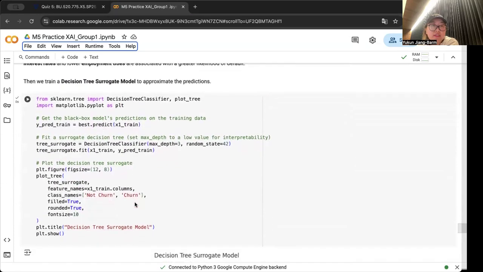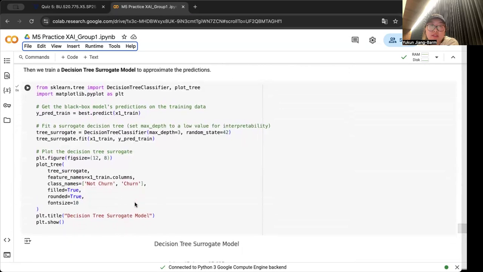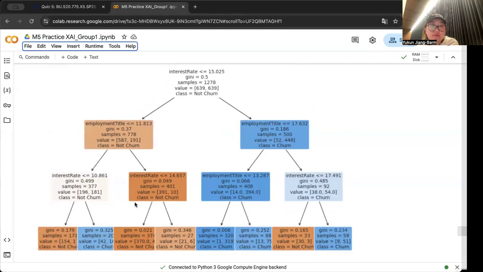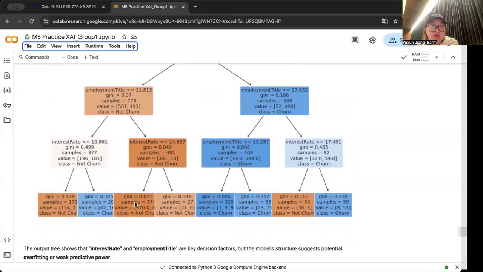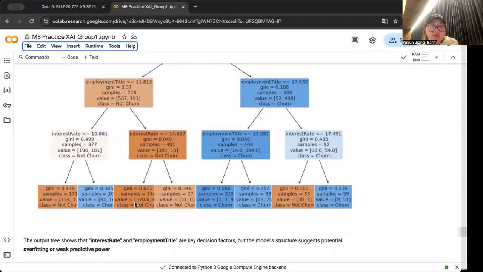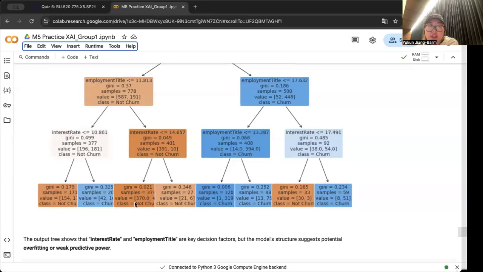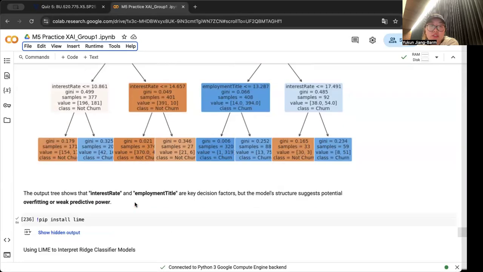And then we train a decision tree surrogate model to approximate the predictions. As we can see, the output tree shows that the interest rate and employment title are key decision factors, but the model structure suggests potential overfitting or weak predictive power.